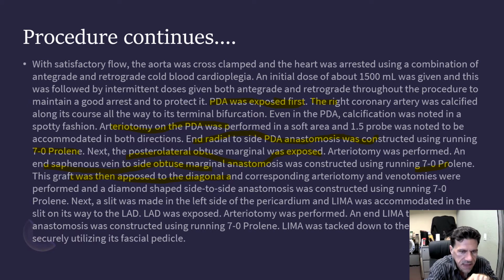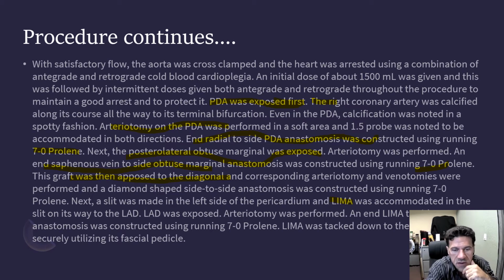Now, next, a slit was made in the left side of the pericardium, and the lima. The lima is the left internal mammary artery. Remember, it's not a device. It doesn't qualify as a device. Why? Because it's attached to its blood supply. It's a pedicle graft. Okay. So the lima was accommodated in the slit on its way to the left anterior descending. They're going to extend the lima to the left anterior descending.